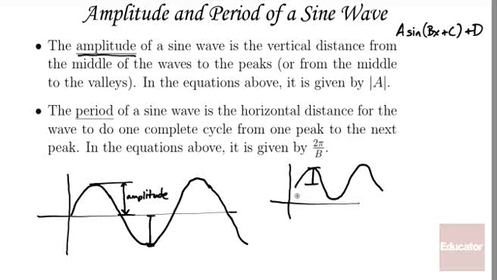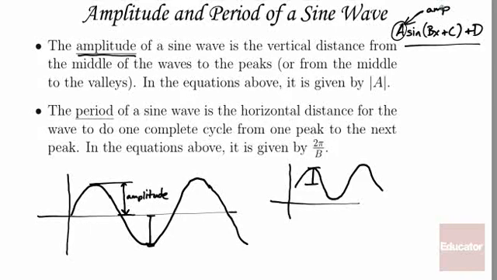In terms of equations, it's very easy to spot the amplitude. When you're given a sine of bx plus c plus d, the amplitude is just that number a. Or if the a is negative, you just take the absolute value, so it's just the positive version of that number a. That tells you the amplitude right there. That tells you how far up the wave is going to the peaks, how far down it's going to the valleys.